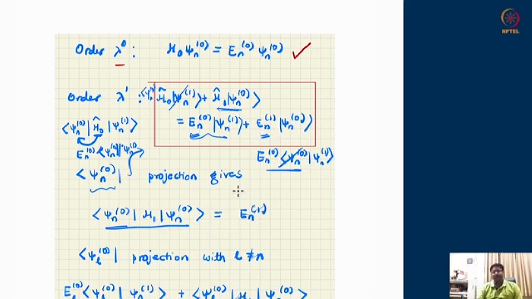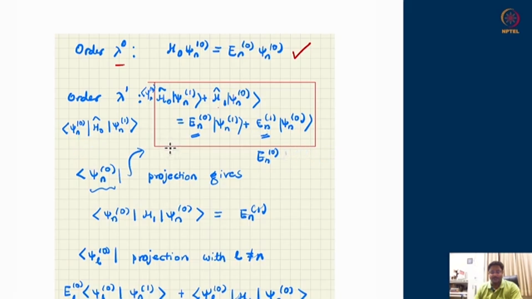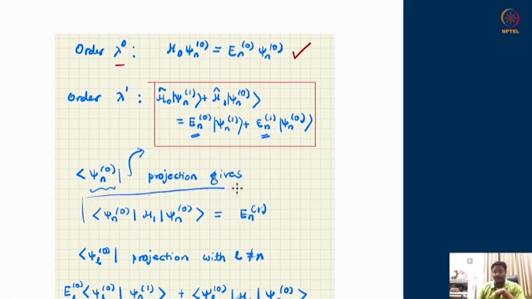So from this projection equation, just taking the projection along the psi n0, we ended up getting an equation which tells us about En1. The right hand side has En1. This is the first order correction in the energy eigenvalue. So the first order correction has been obtained now. This first order correction will be obtainable if I compute the left hand side quantity. That is, I take the perturbation Hamiltonian and do this computation. I will get to know what is the first order correction.